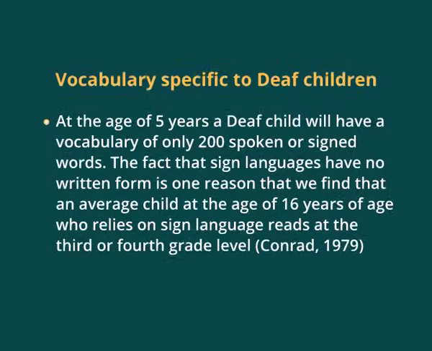And so when I look at deaf children, this is a very good study by Conrad, and it serves as a basis. It's common anywhere in the world where we find deaf children. At the age of 5 years, they will have only 200 words of vocabulary. Much lesser than other normal children.